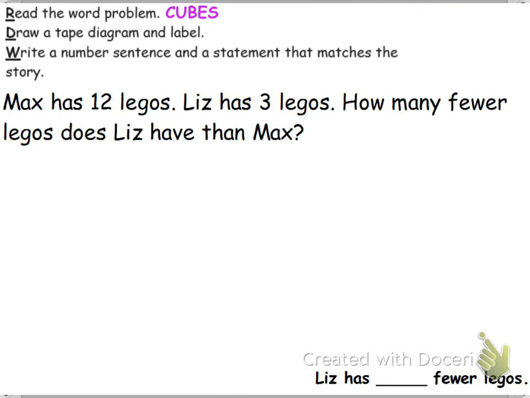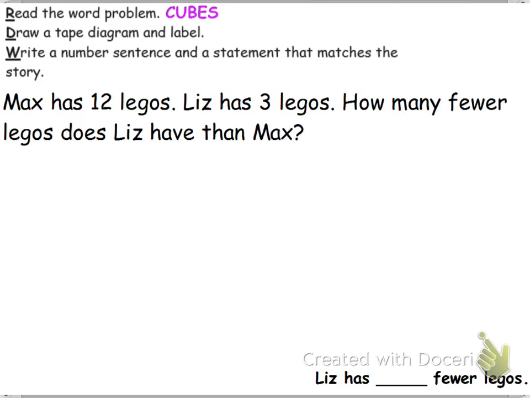Today we're going to be talking about being able to use tape diagrams to solve comparing word problems. Now we know the first thing that we do whenever we are solving a word problem is that we have to read the word problem. So looking at this word problem, we know we're going to read it 3 times.